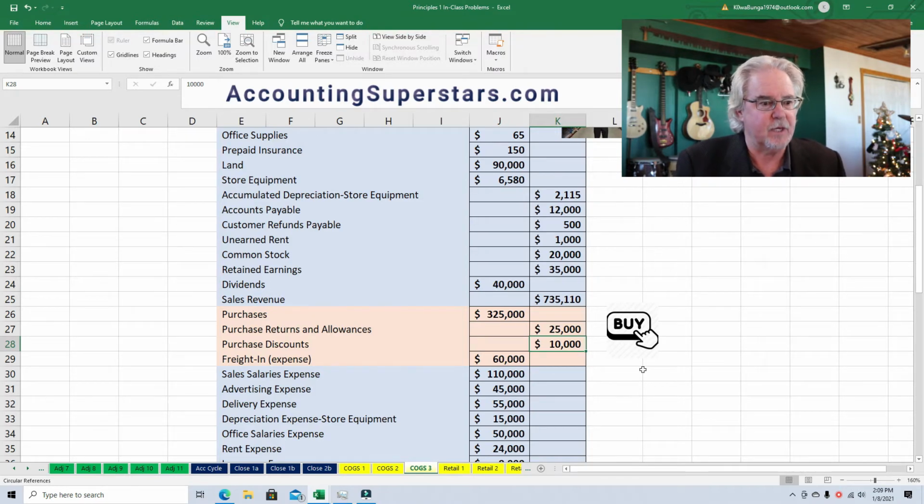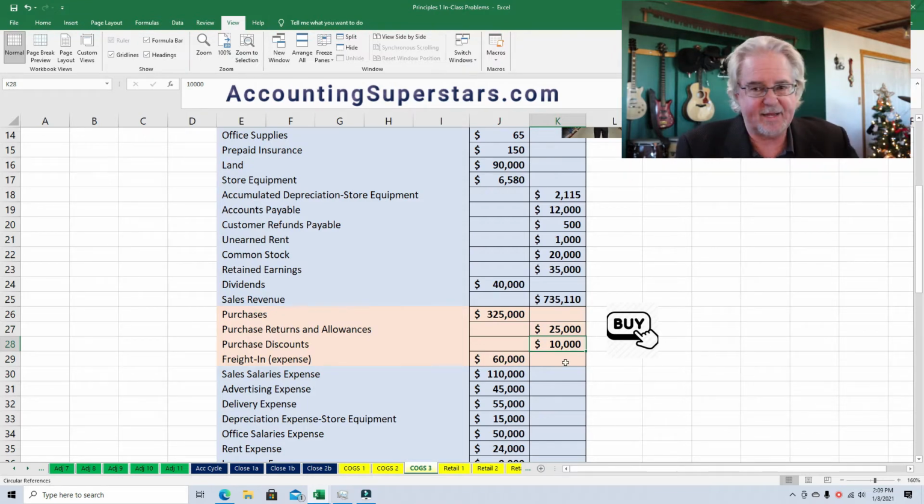They're worth taking. So what we have here is purchases as a debit, purchase returns and allowances as a credit, and purchase discounts as a credit, so we will subtract those two. And lastly, we've got freight in for $60,000. If you notice, purchases and freight in are debits, so we're going to add those two together. So add purchases, subtract the purchase returns and allowances, subtract the discounts, and add the freight in. So there we go. Now, never, ever, ever include freight out or delivery expense. It's only freight in that we're going to include.